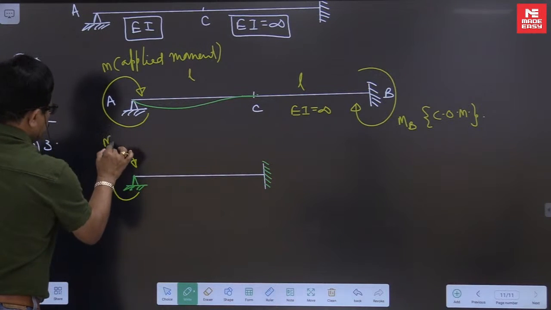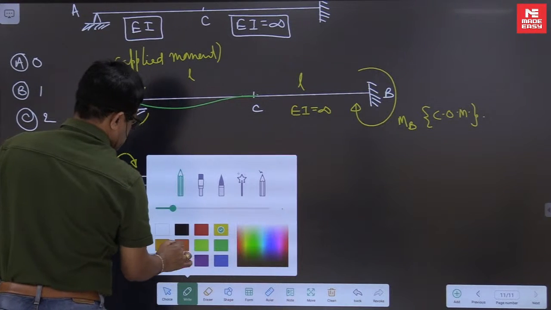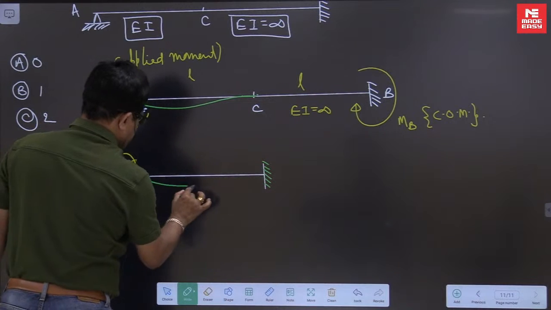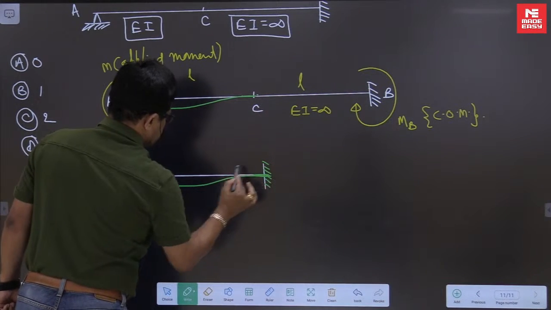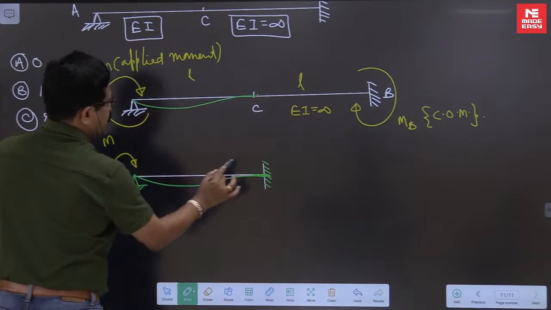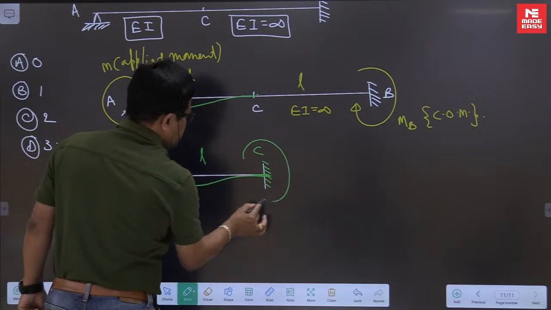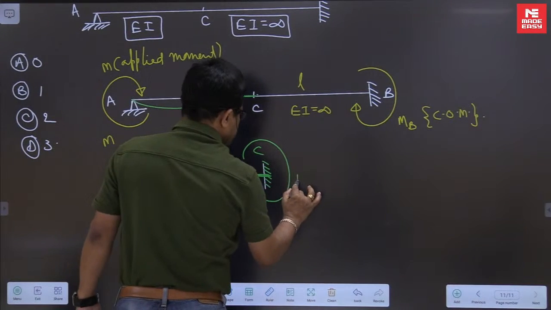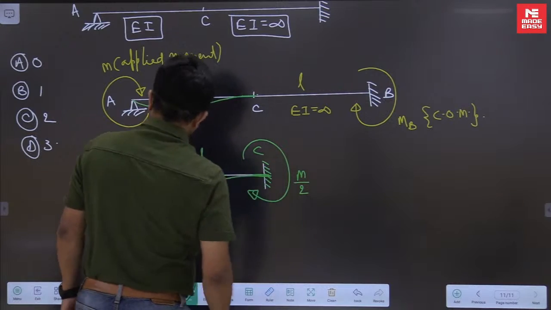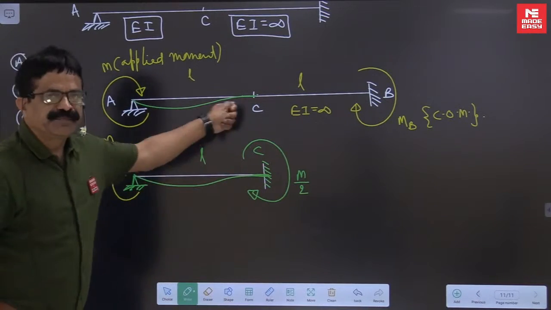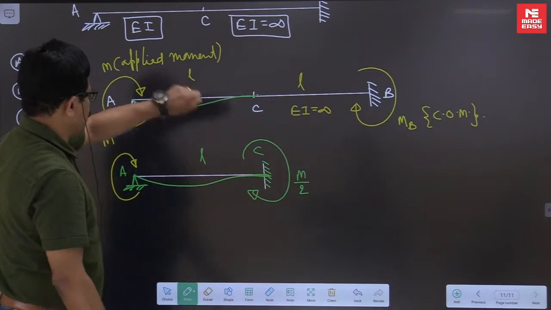This is my applied moment M. This is my deflection profile. This point, let us say A, C. When you apply moment M, here the carryover moment is M by 2. Then the reaction, this is M, M by 2. Total is 1.5 M clockwise.